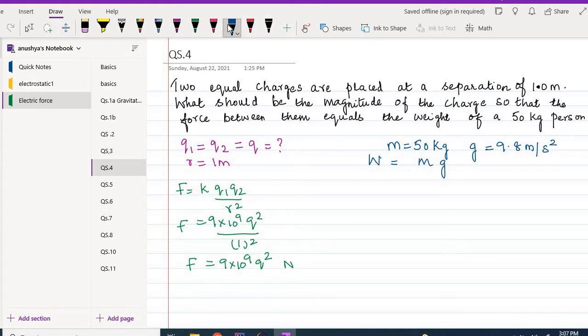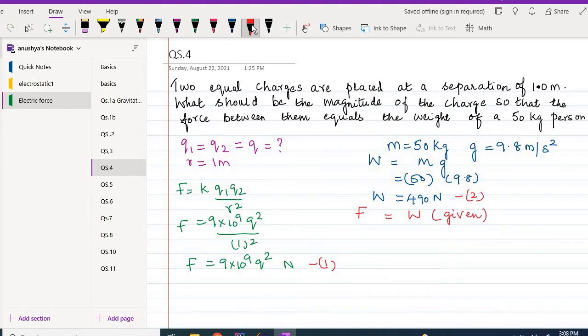So this weight is nothing but the downward force due to gravity. It is equal to 50 into 9.8, which is equal to 490 Newton. And one more thing given in the question is that both the forces are equal. So the electrostatic force F is equal to the weight of the person.